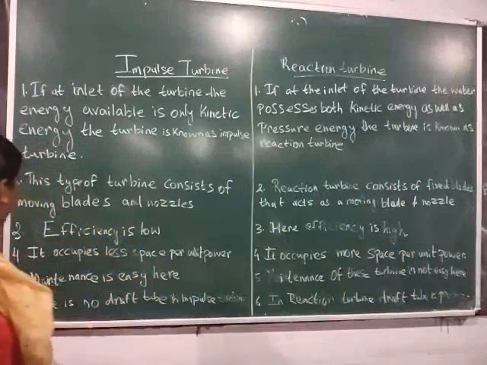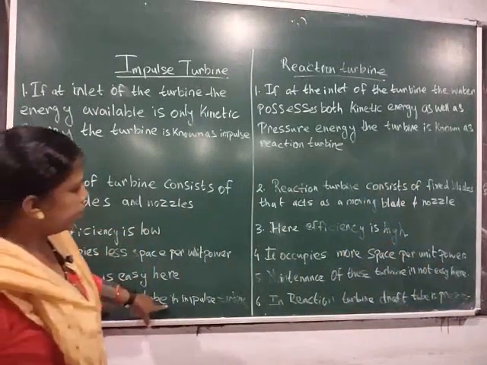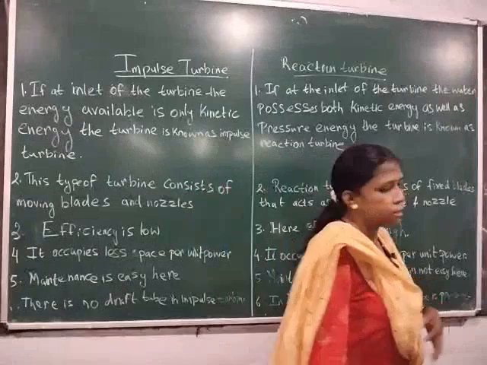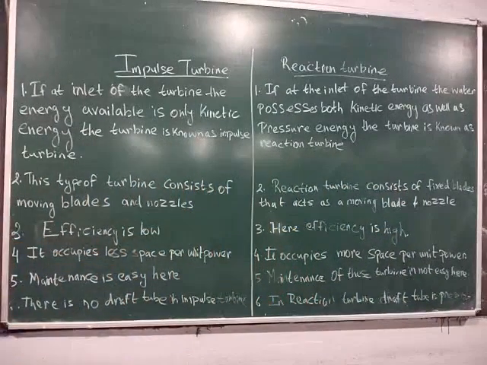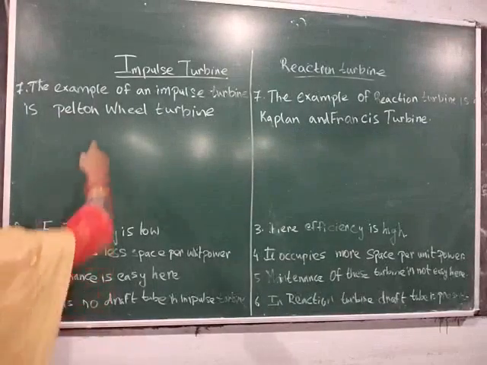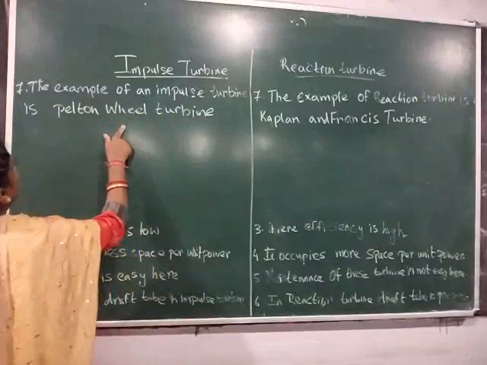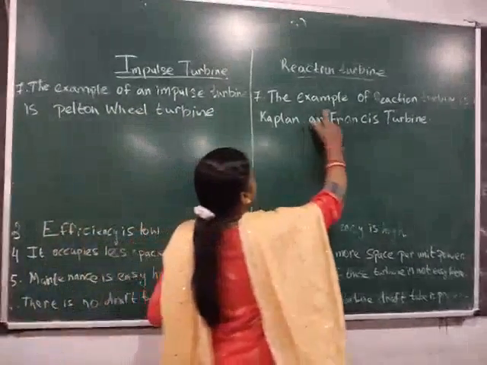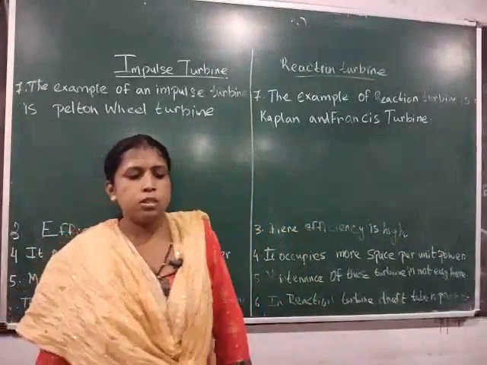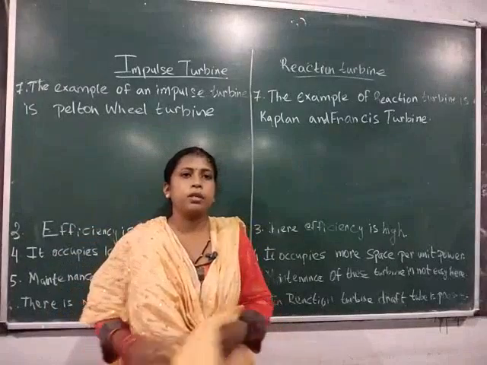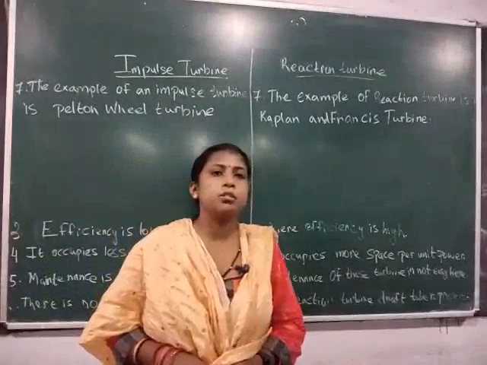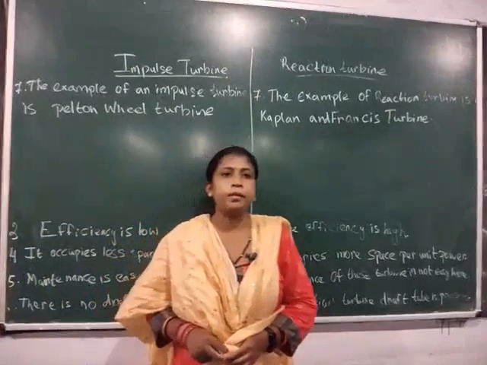Next, point number 6, there is no draft tube present in an impulse turbine. In a reaction turbine, a draft tube is present. The example of an impulse turbine is the Pelton wheel turbine, and the examples of a reaction turbine are the Kaplan turbine and Francis turbine. So this is all about the difference between impulse turbine and reaction turbine. In the next class we will see the problem for Kaplan turbine. Thank you.